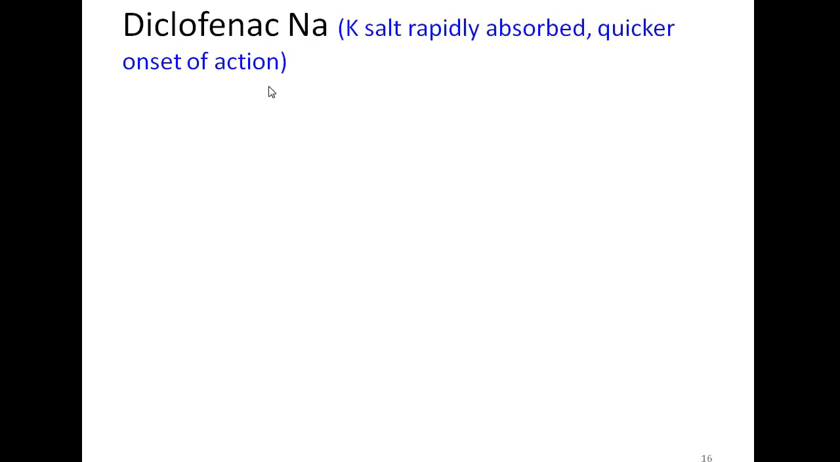Diclofenac sodium and its potassium salt, diclofenac potassium. The difference here between these two is the potassium salt is rapidly absorbed on oral administration, therefore has a quicker onset of action. Mechanism of action of diclofenac, like aspirin, is inhibition of cyclooxygenase 1 and cyclooxygenase 2, therefore a decrease in prostaglandin production.